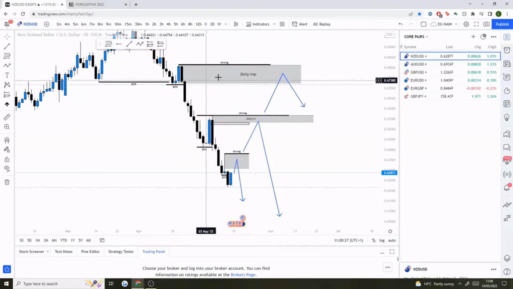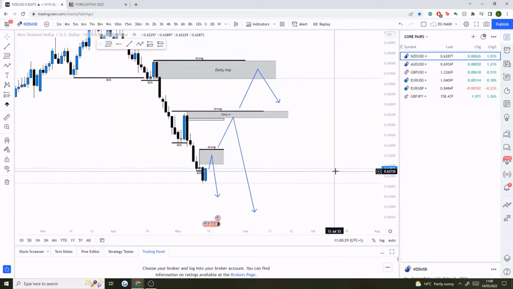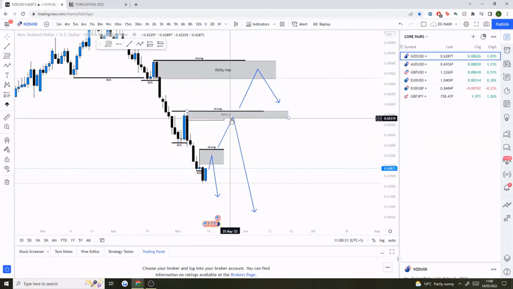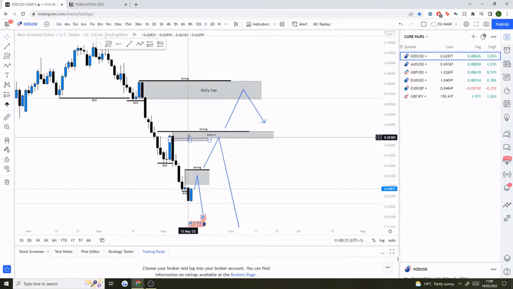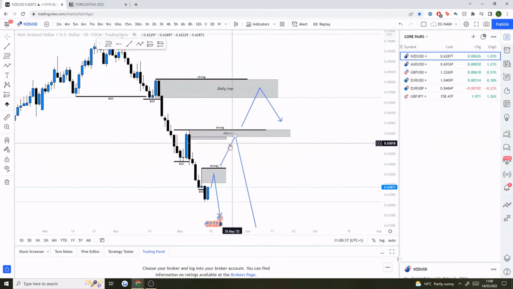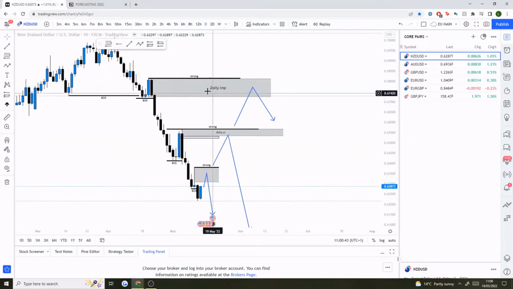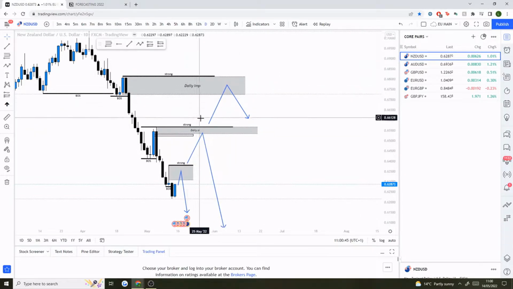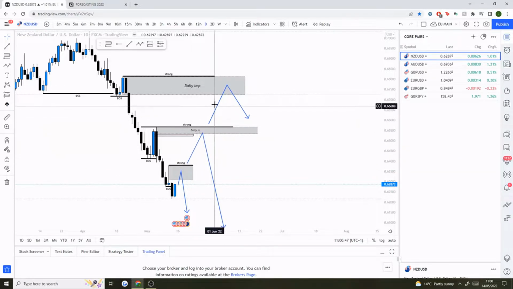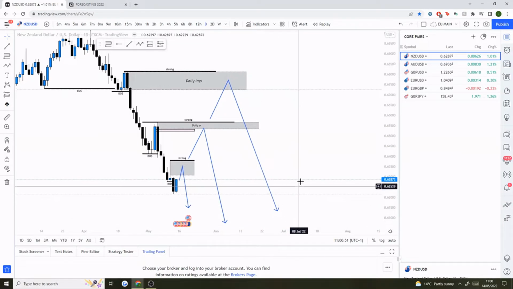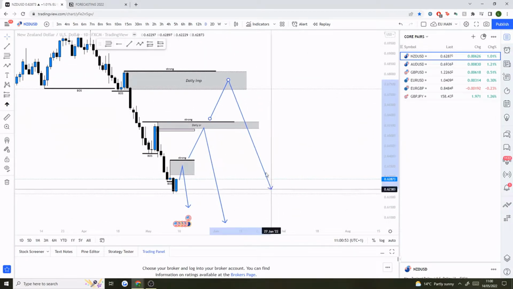So looking at the daily, at some point I do expect price to travel back up, and then I will be happy to sell away from the daily SR here. If that doesn't hold and price does continue past it, then the reason is that we're going up to the daily imp. At that point, I will be expecting price to continue, get up to here, and then start to sell off from there to take us into new daily lows.